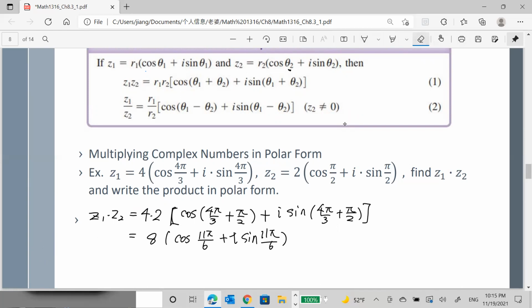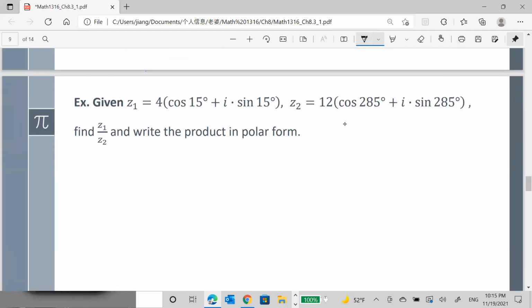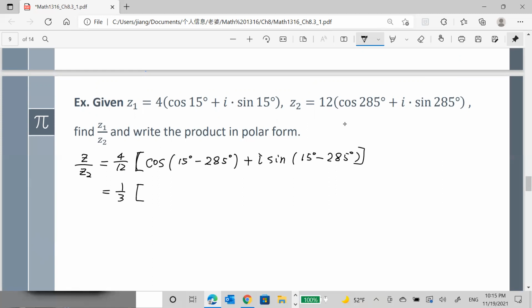Okay, let's move on to see next one. Next one is division, z1 and z2. What is z1 divided by z2? That's the r over r, 4 over 12. And then in the brackets, we have cosine of 15 degrees minus 285 degrees, and then plus i times sine of 15 minus 285 degrees equals 1/3 times cosine of, so this one is 270 degrees. Oh, sorry, negative. Plus i times sine negative 270 degrees.